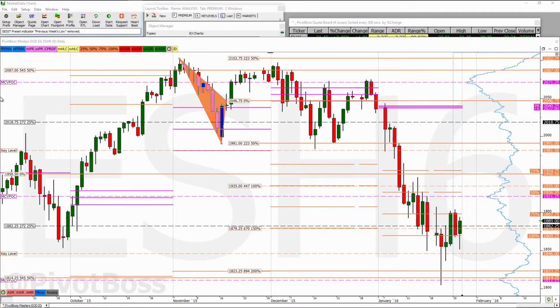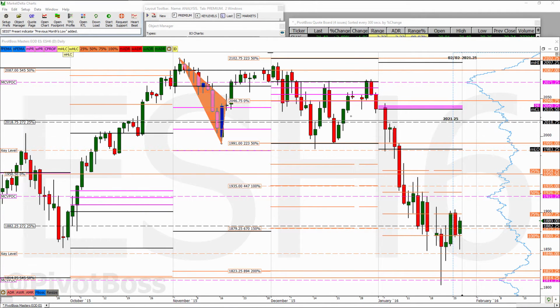Okay, so what you see here is the previous month's high-low close. So that's the previous month's high. Here's the previous month's low. Here's the previous month's close.